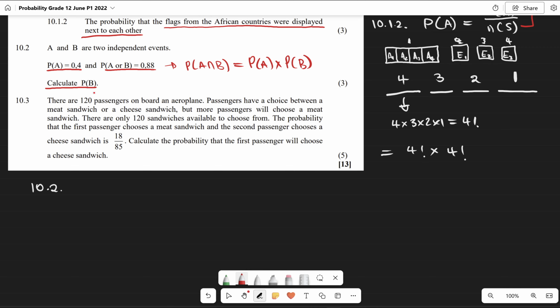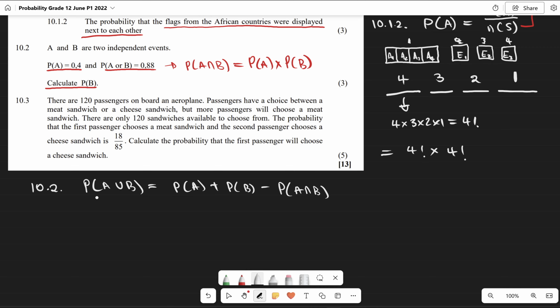If you look at this question, we can use the addition law of probability. We know that the probability of A or B is equal to the probability of A plus the probability of B minus the probability of A and B.